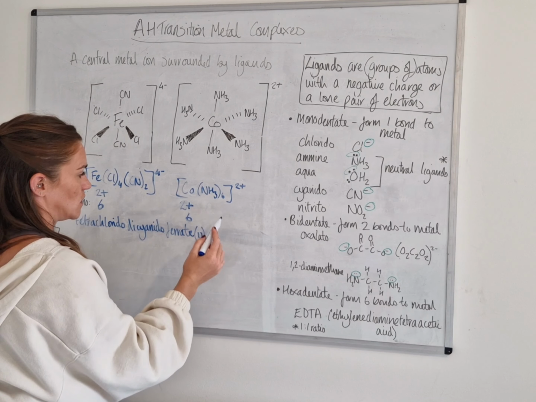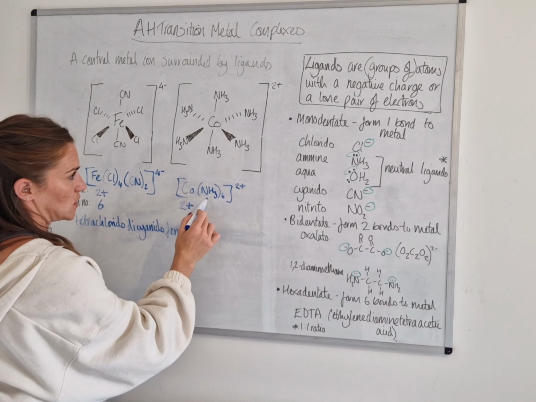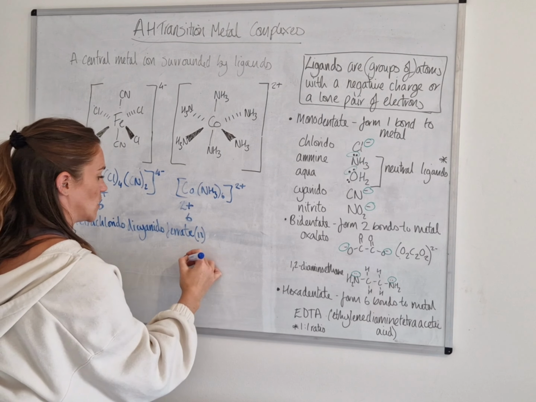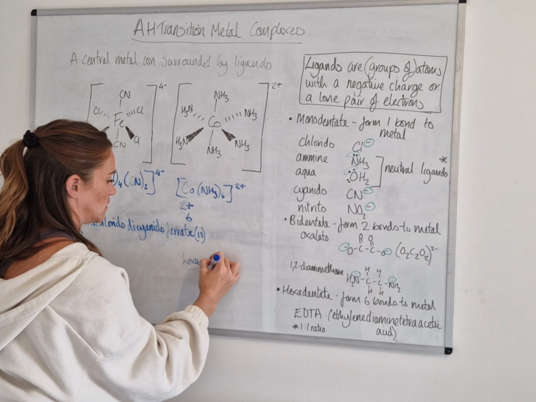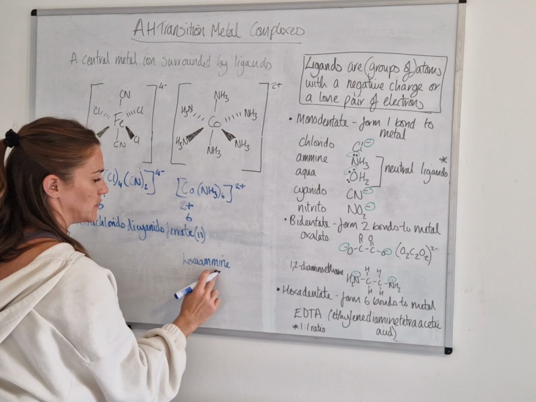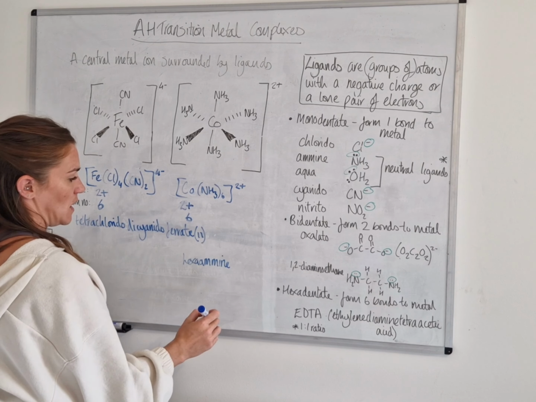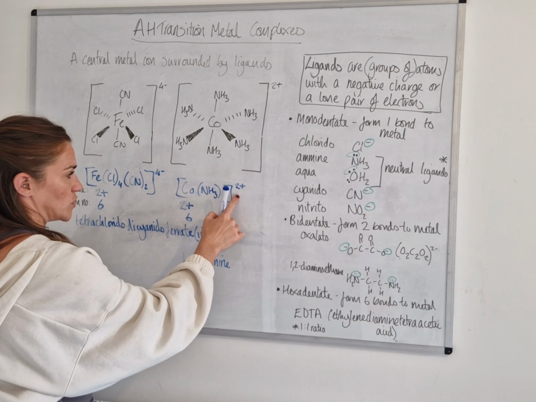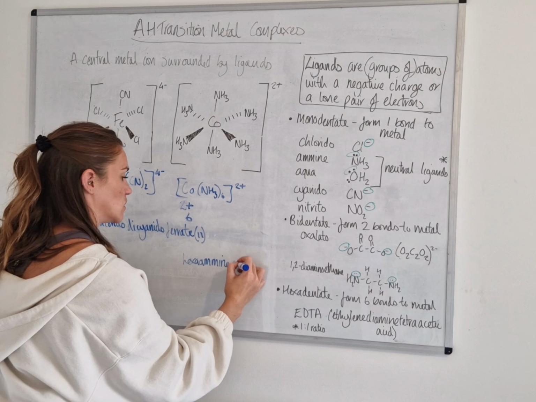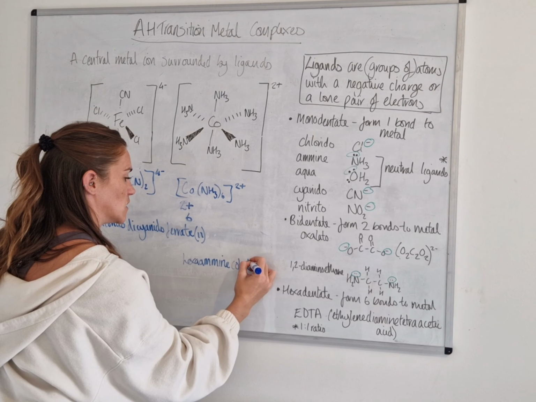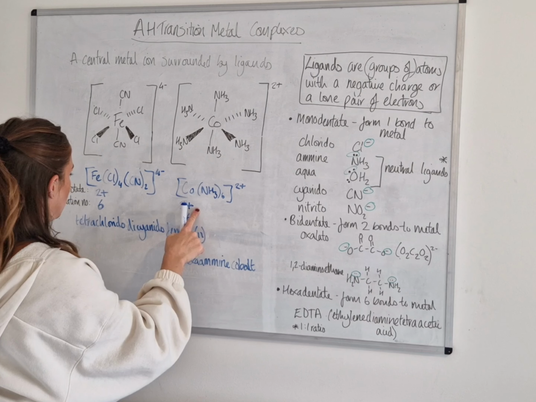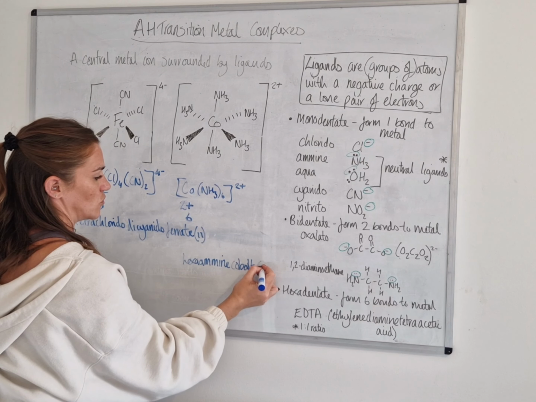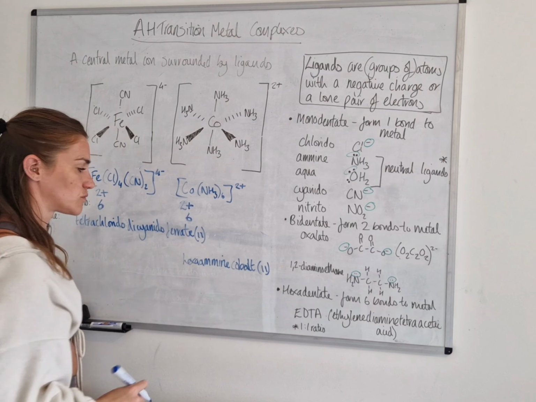So this one, we've got 6 amine ligands, so that would be hexaammine. Don't forget the two M's in ammine. And then we've got cobalt, which is positive, so it's just cobalt. If it was negative, it would be cobaltate. And we've got oxidation state 2, so the Roman numeral will be 2.